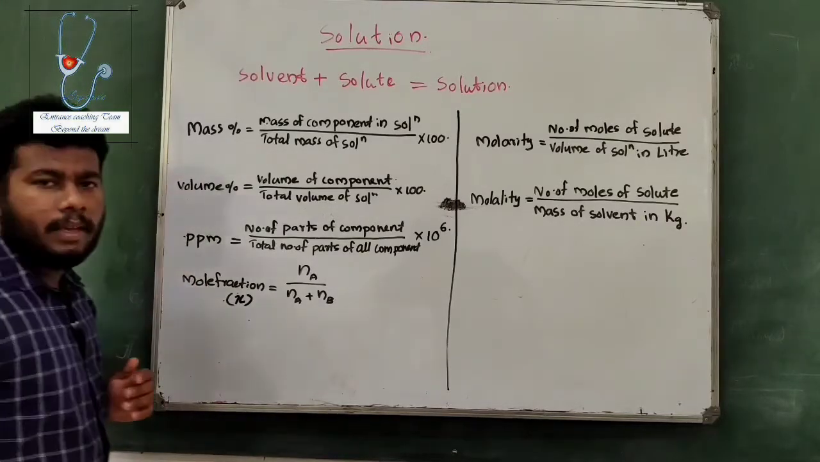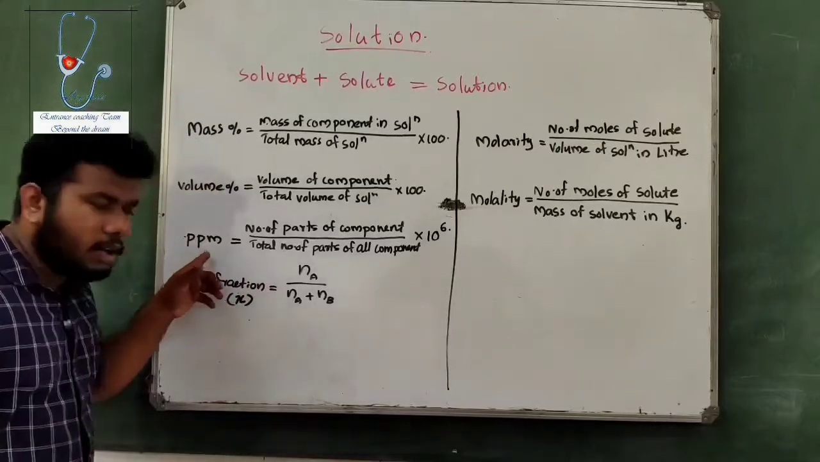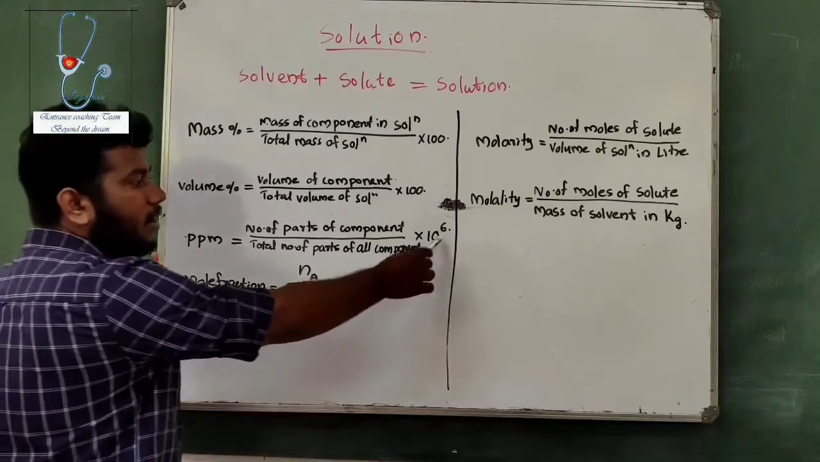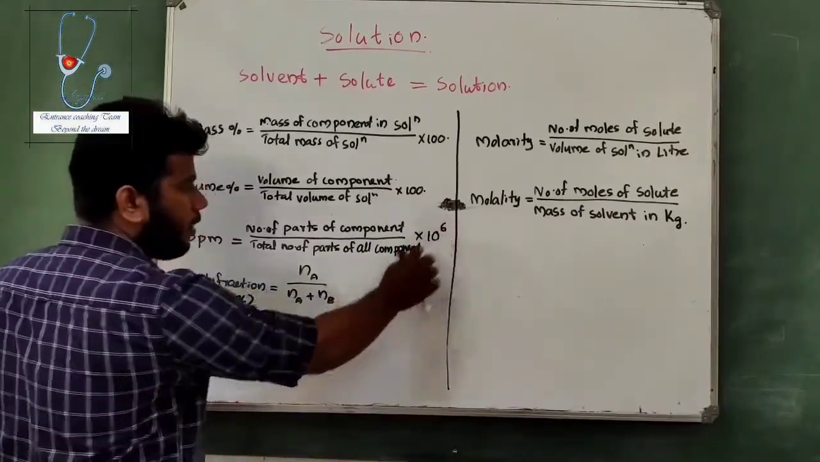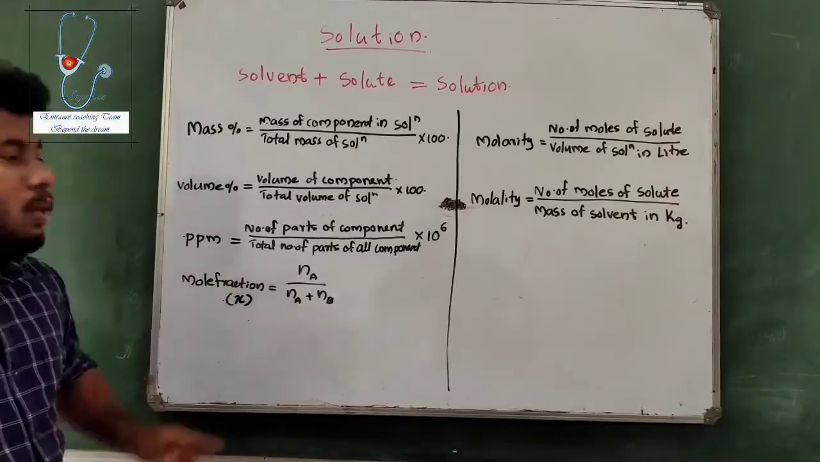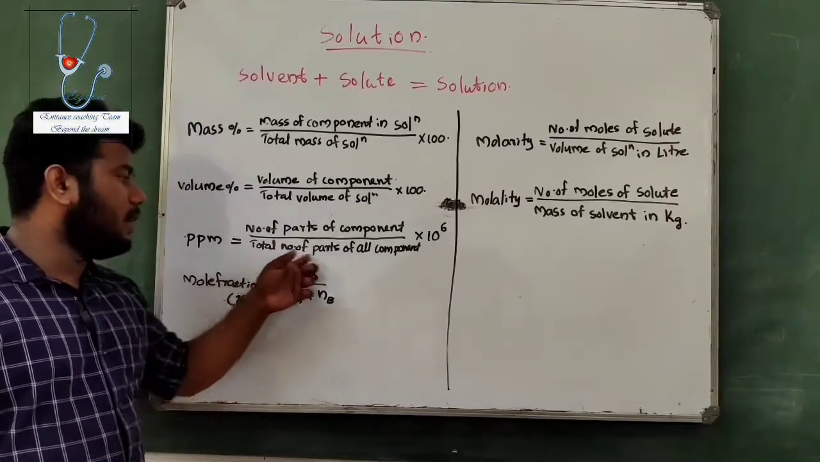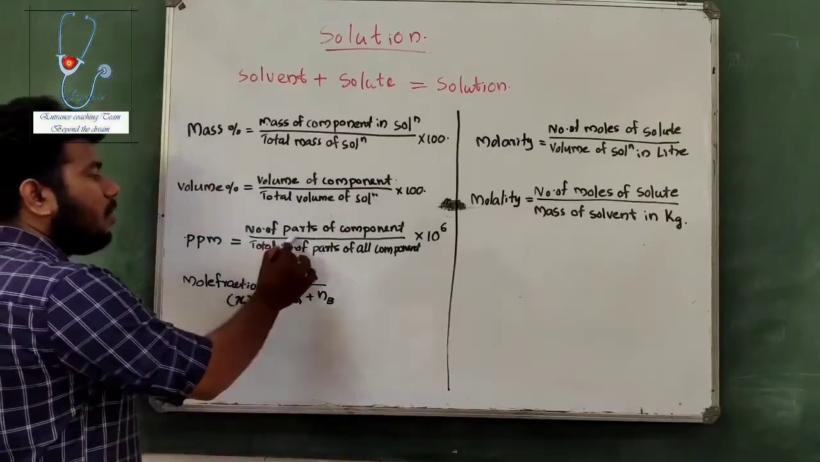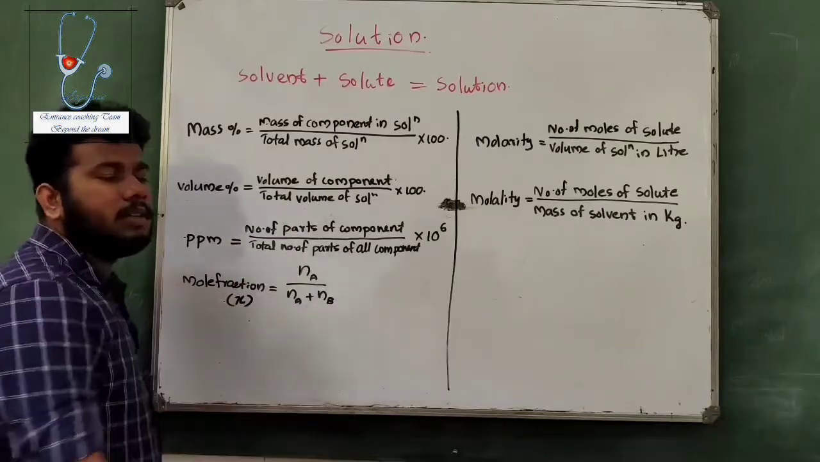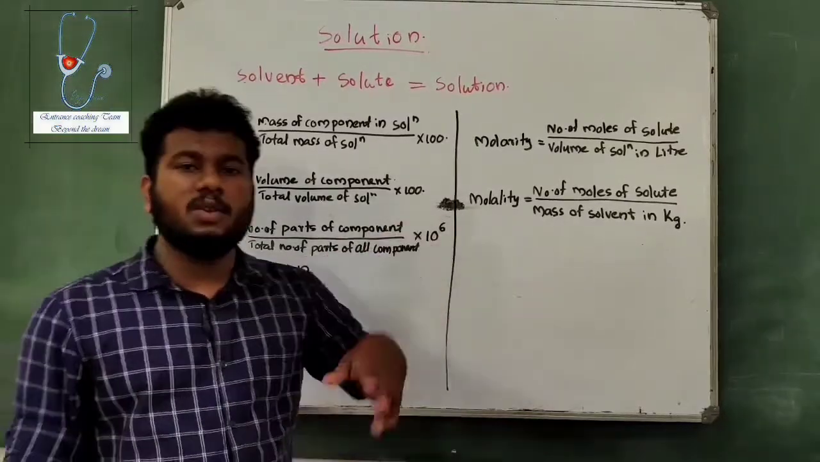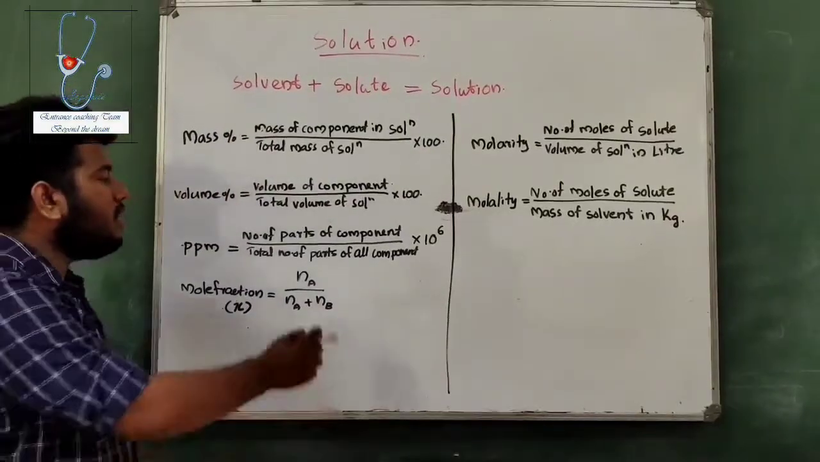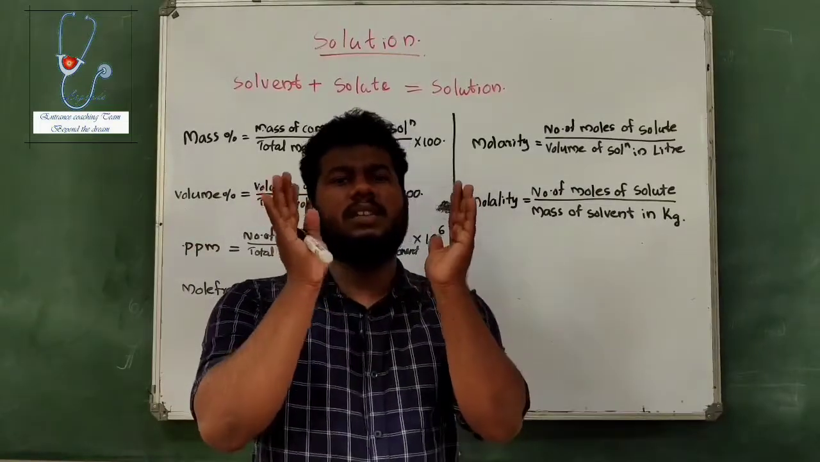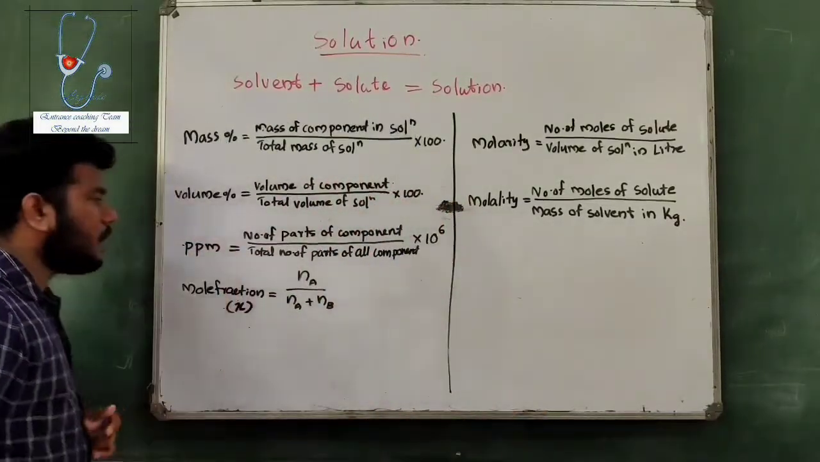Next we come to the topic, parts per million, ppm. We shortly use ppm, parts per million, which is expressed in 10 raised to 6. Very important, 10 raised to 6. Parts per million is equal to number of parts of component divided by total number of parts of all components into 10 raised to 6. We use parts per million only when solute concentration is very low.